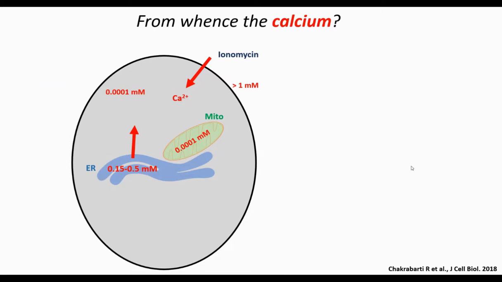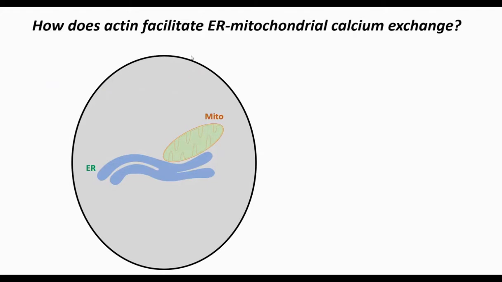So where was this mitochondria getting the calcium from? I won't go into the details of the data, but we found out that the calcium that gets into the mitochondria was coming from the ER and not the extracellular source when we added ionomycin. So the question now is, how do actin filaments facilitate this ER-mitochondrial calcium exchange?